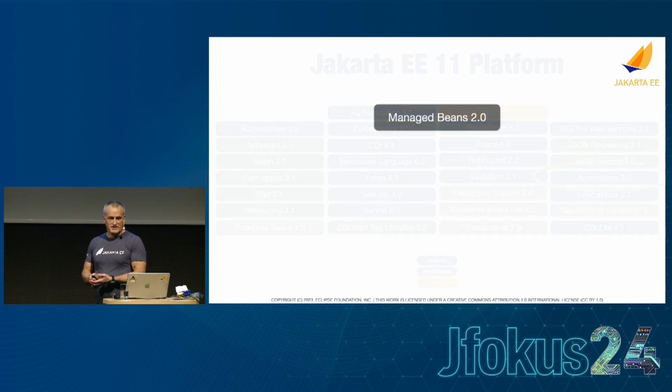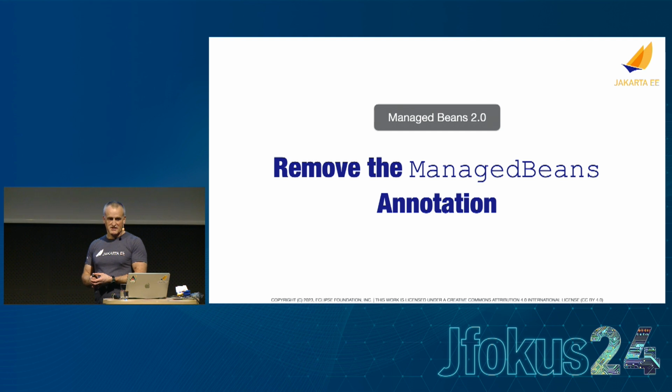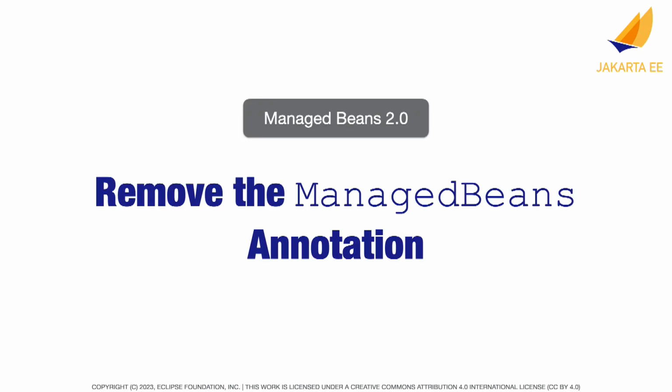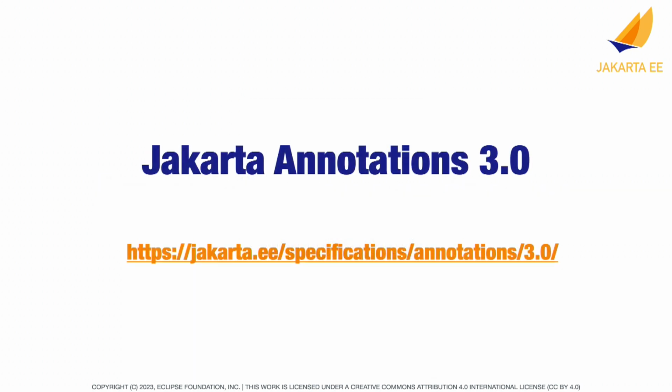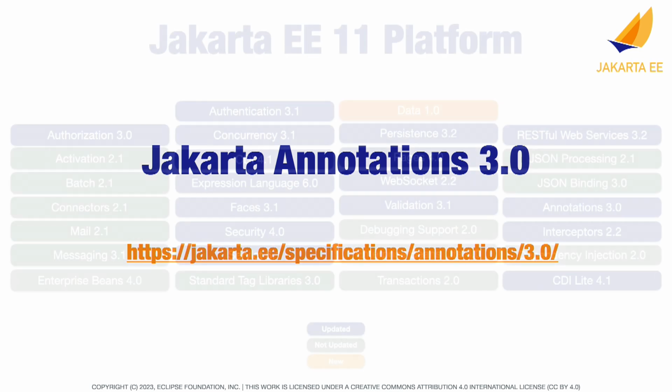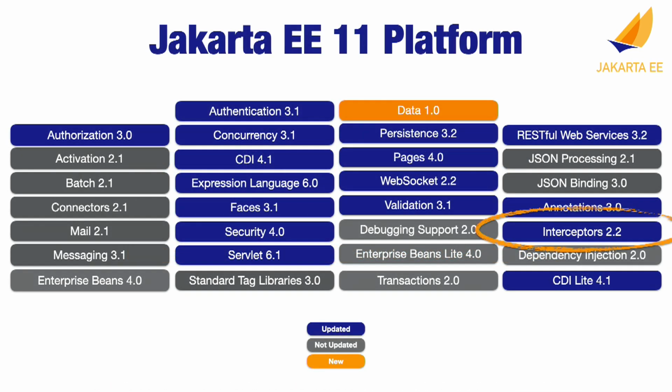Let's look at Annotations. Annotations is not a big update, but it's a major one, because the Managed Beans specification is removed. The Managed Beans annotation is the one that activates the managed beans, so that annotation has to be removed. So we're removing something, and it's a major update. So it's a 3.0. But that's the only update they're doing, and they're actually done.